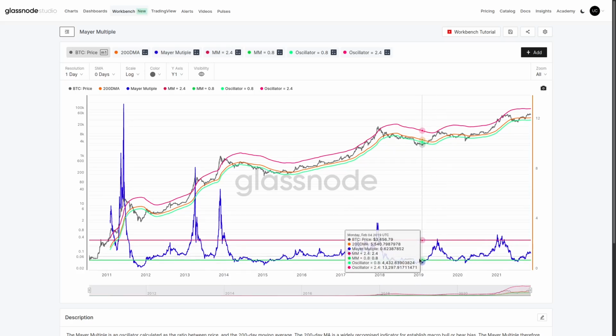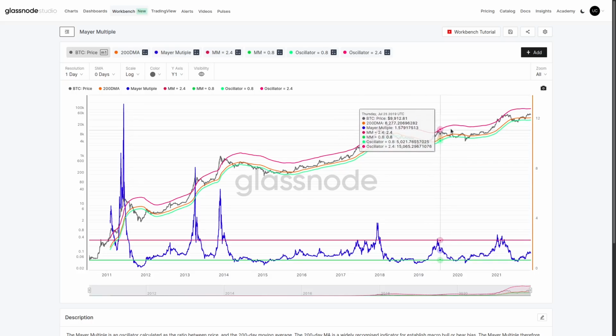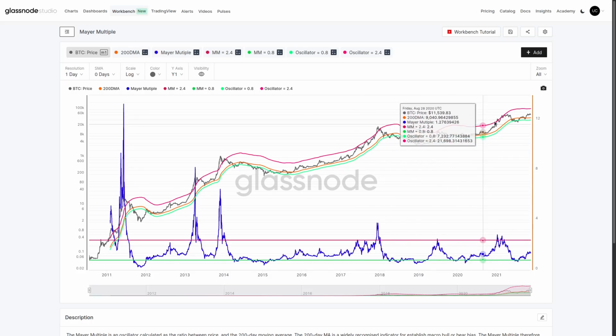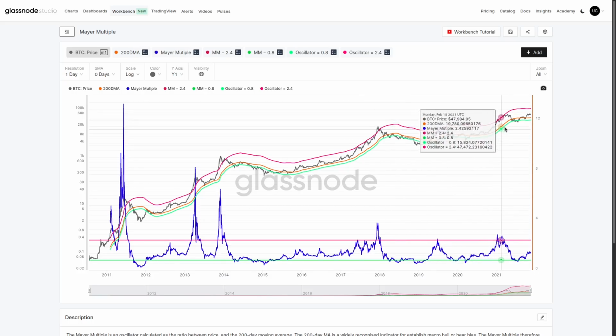So what we can essentially identify is what do we call an undervalued Mayer multiple? What's a distance that's too far to the downside or too far to the upside? So we have up here oscillator values of 0.8 and 2.4, which describe undervalued and overvalued. You'd think of this as about 0.8 means it's 20% below the 200-day. The 2.4 means it's 2.4 times larger than the 200-day moving average. And we can then establish pricing bands. So multiply the 200-day moving average by 2.4 or by 0.8.